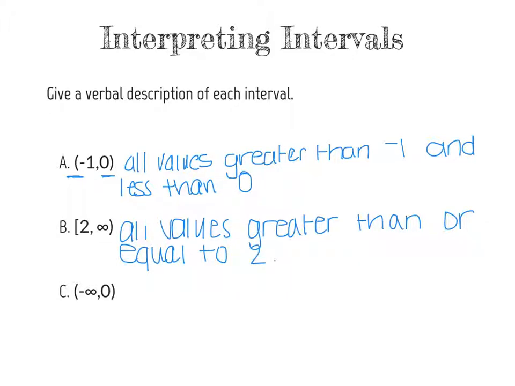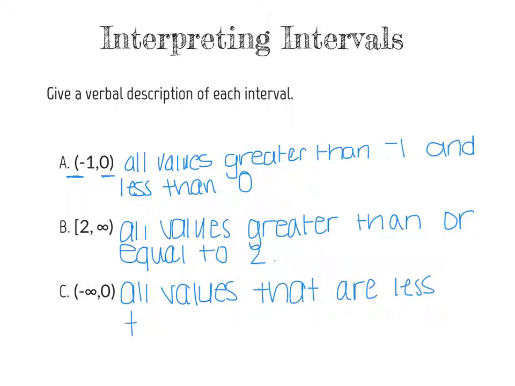Let's look at C. C is similar to B. However, C goes from negative infinity to 0. And we note that both of these are parentheses in this situation. So if we were graphing this, we would have a parenthesis at 0, and we would be going off to the left toward negative infinity. So these are all of the values that are less than 0. They're not equal to 0 because it's a parenthesis, not a bracket.